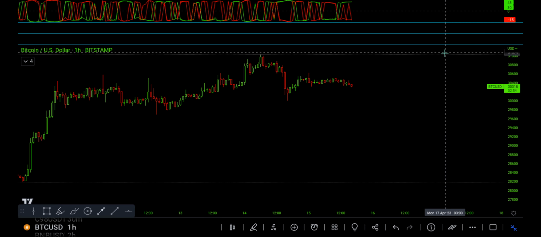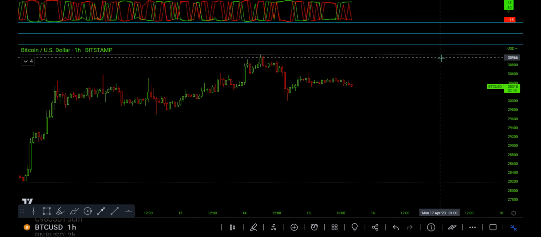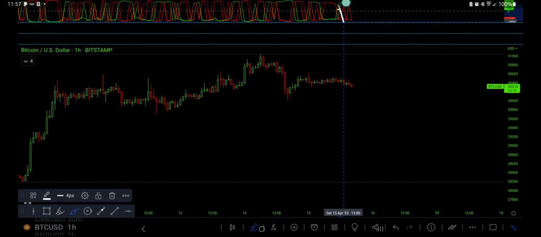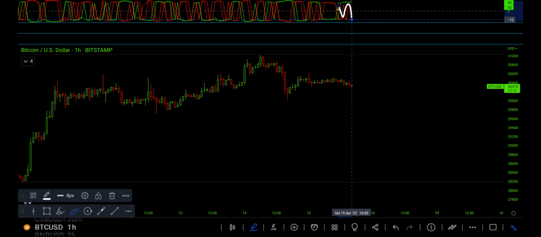Alright, so here we're looking on the 1 hour. Currently, let me get my drawing tool out. Alright, so basically Bitcoin has a double M pattern right there.